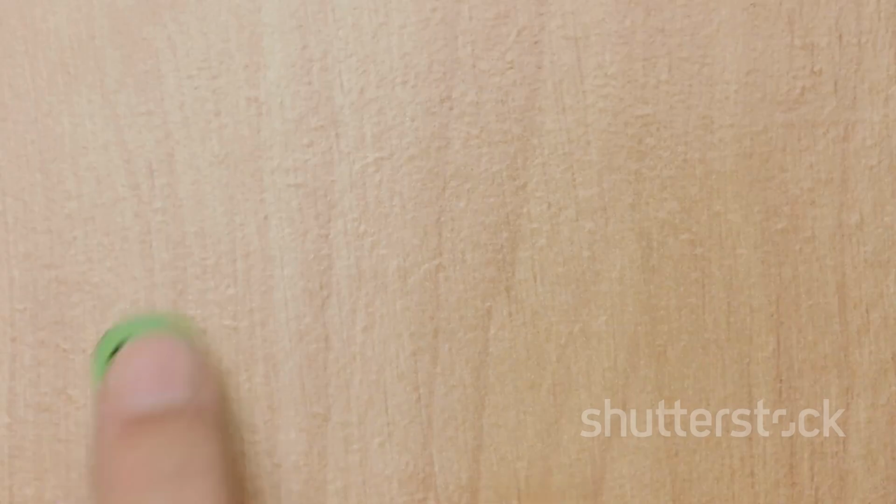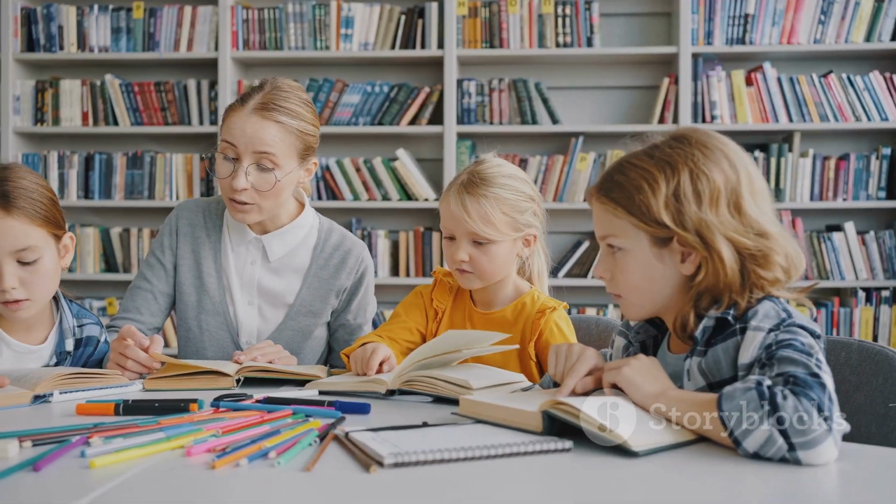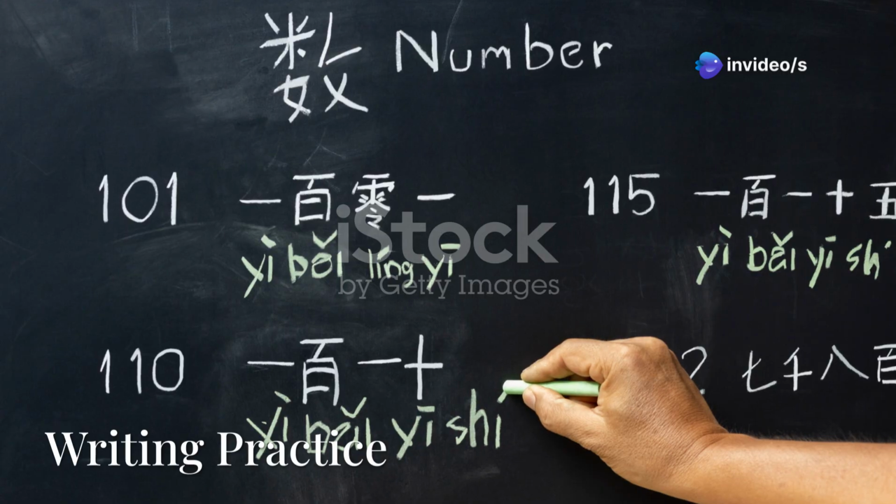0 ling. 1 yi, high tone. 2 er, falling tone. 3 san. 5 wu, rising tone. 6 liu, falling tone. 7 qi. 8 ba, high tone. 9 jiu, falling rising. 10 shi, rising tone.